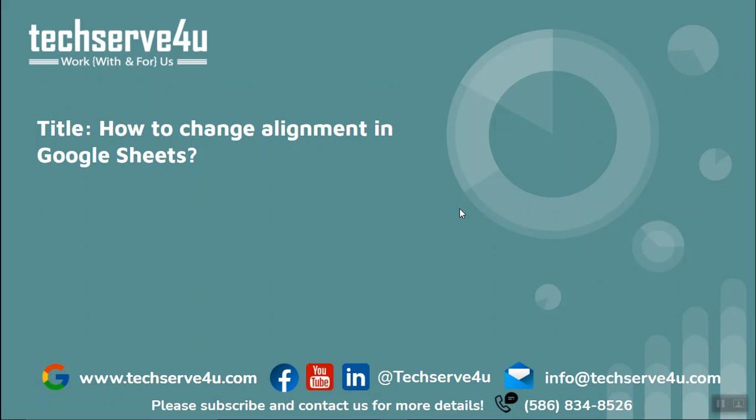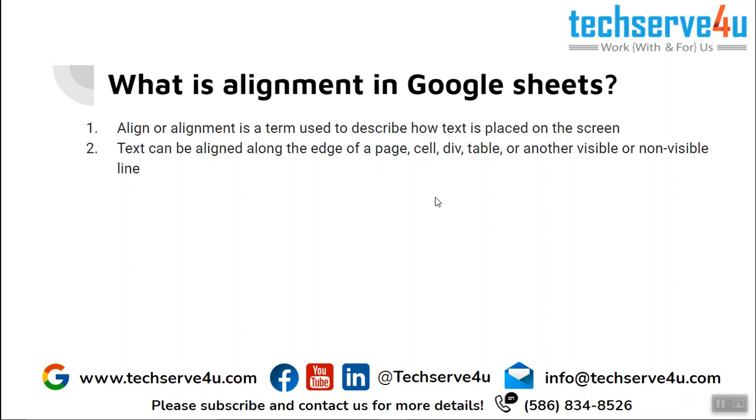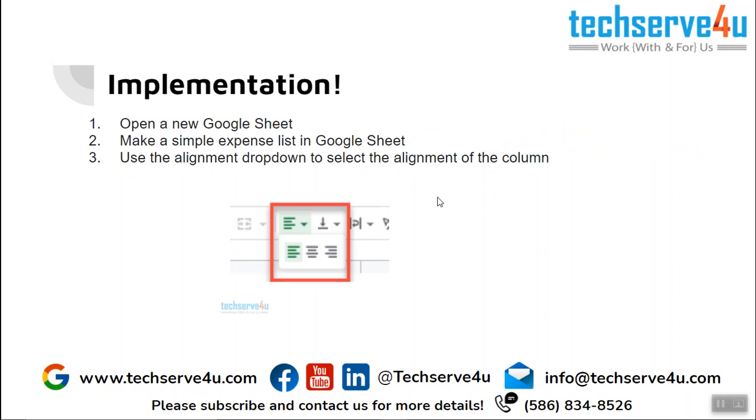Hello everyone. In this video, we will learn how to change the alignment in Google Sheets. The alignment is used to describe how a text is placed on the screen. To learn in more detail, you can come back here later. So, this is how we are going to implement this video. Now, let's get started.